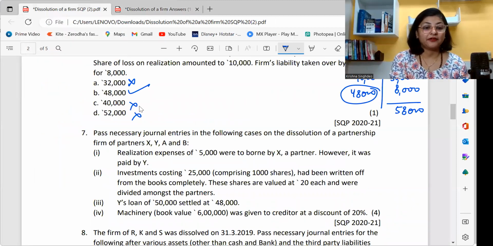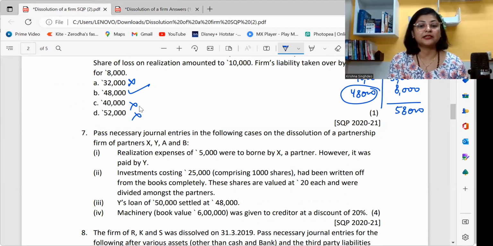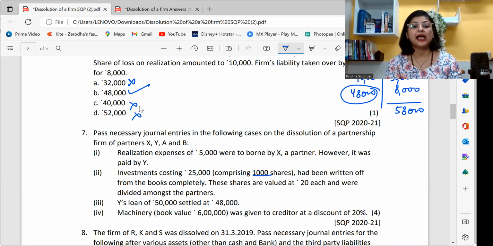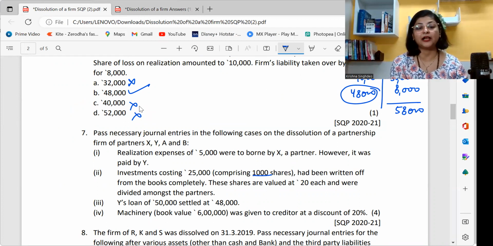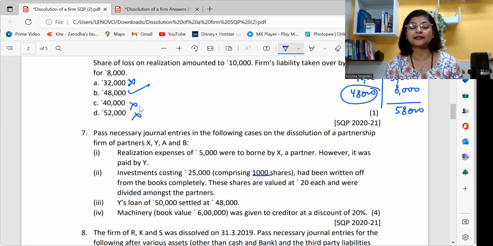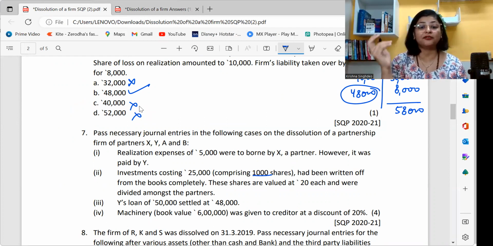Second one is investment costing 25,000, comprising of 1,000 shares, had been written off from the books completely, and these shares were valued at 20 each and were divided among the partners. So 1,000 shares, 20 each, and how many partners are there? There are 4 partners. So how can we deal with this? We can divide it into 4 parts. So 1,000 divided by 4, what is going to happen? We are going to get 250 shares for each partner.